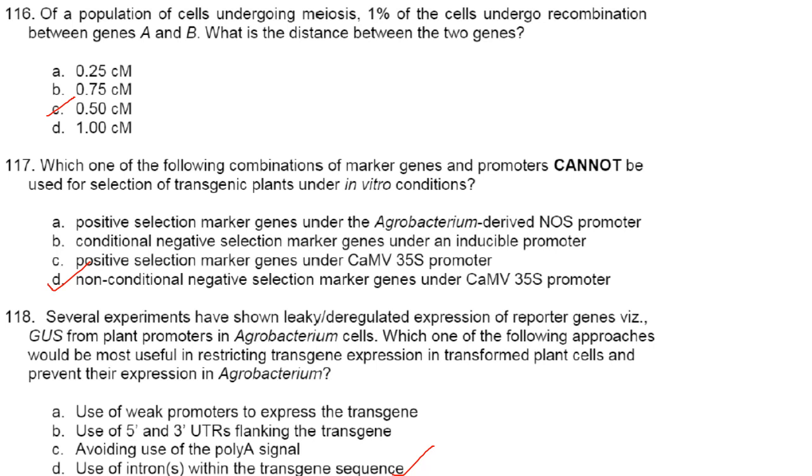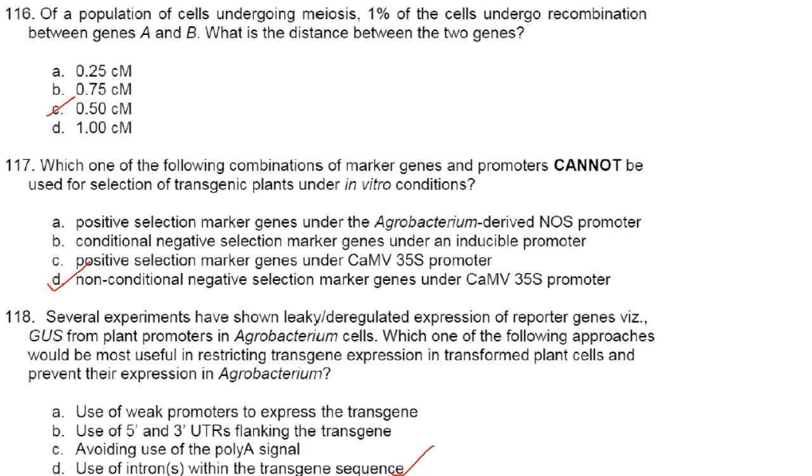Then next one. Of a population of cells undergoing meiosis, 1% of the cells undergo recombination between genes A and B. What is the distance between the two genes? It is 0.5. Answer is option C. Then which one of the following combinations of marker genes and promoters cannot be used for selection of transgenic plants under in vitro condition? So you cannot use non-conditional negative selection marker genes under CaMV35S as promoter. Answer is option D.